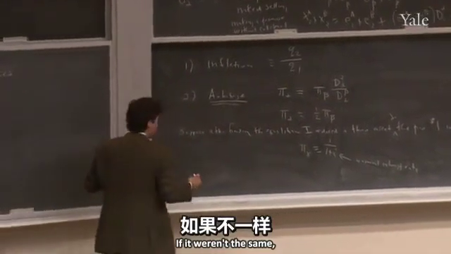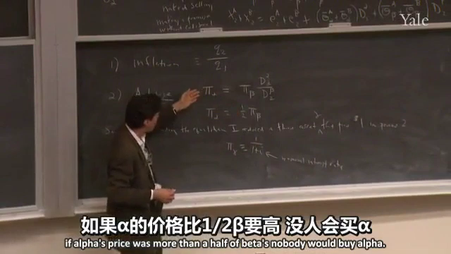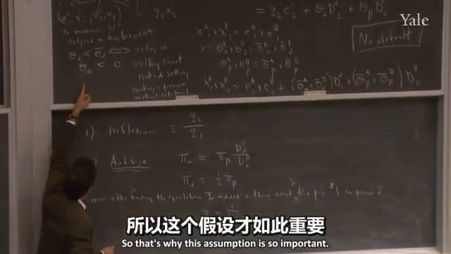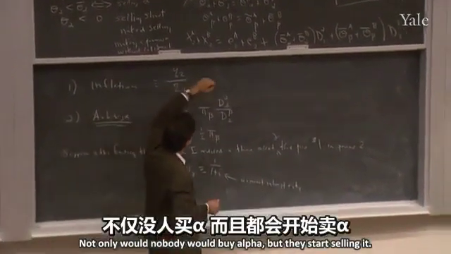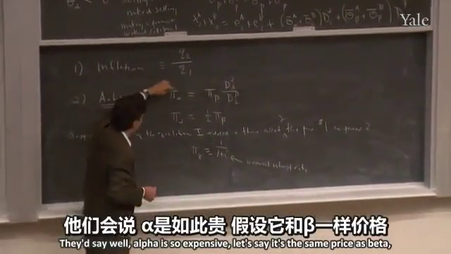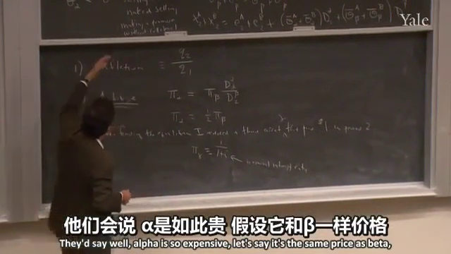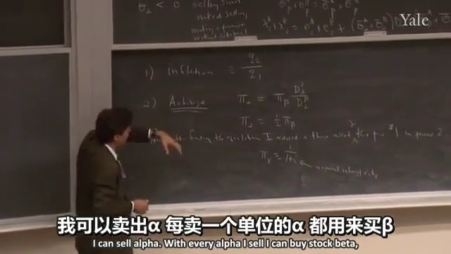If it weren't the same, if alpha's price was more than a half of beta's, nobody would buy alpha. In fact, they would start selling alpha. Okay, so that's why this assumption is so important. What would they do? Not only would nobody buy alpha, but they start selling it. They'd say, well, alpha is so expensive, let's say it's the same price as beta. I can sell alpha. With every alpha I sell, I can buy stock beta.